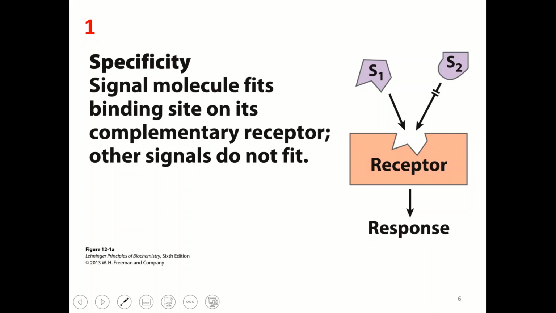Receptors are very specific for the signaling molecules that they bind. Primarily, if you're a good receptor, there's one type of signaling molecule that will bind, and other molecules that don't have the correct shape can't bind in that receptor, and they can't elicit that response.